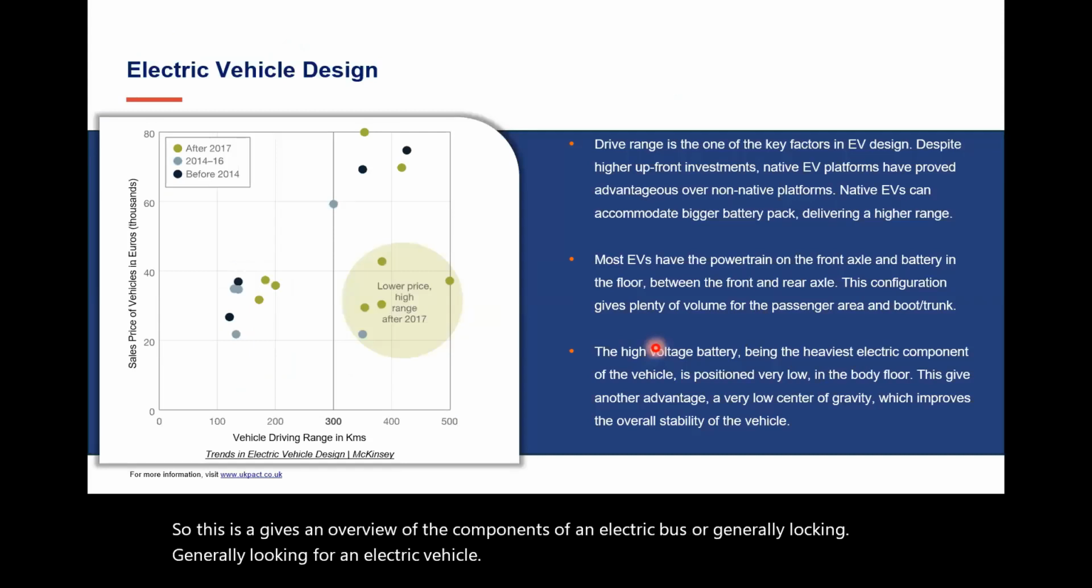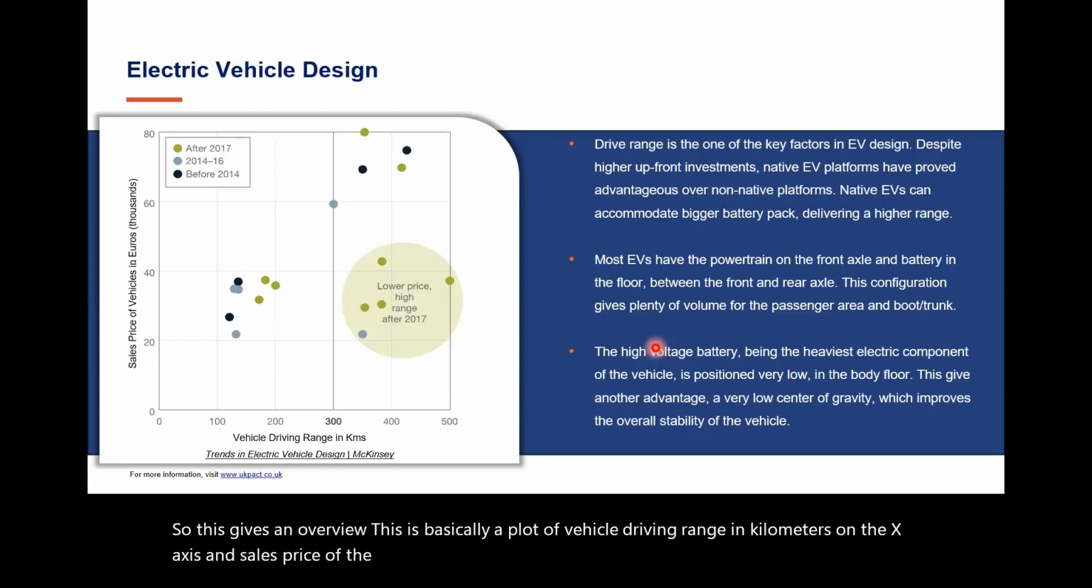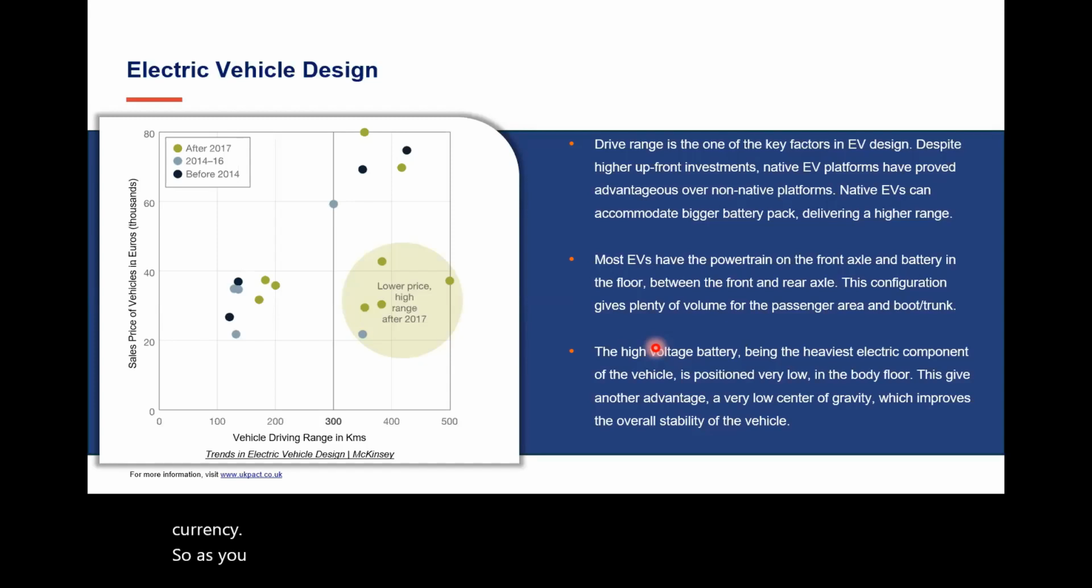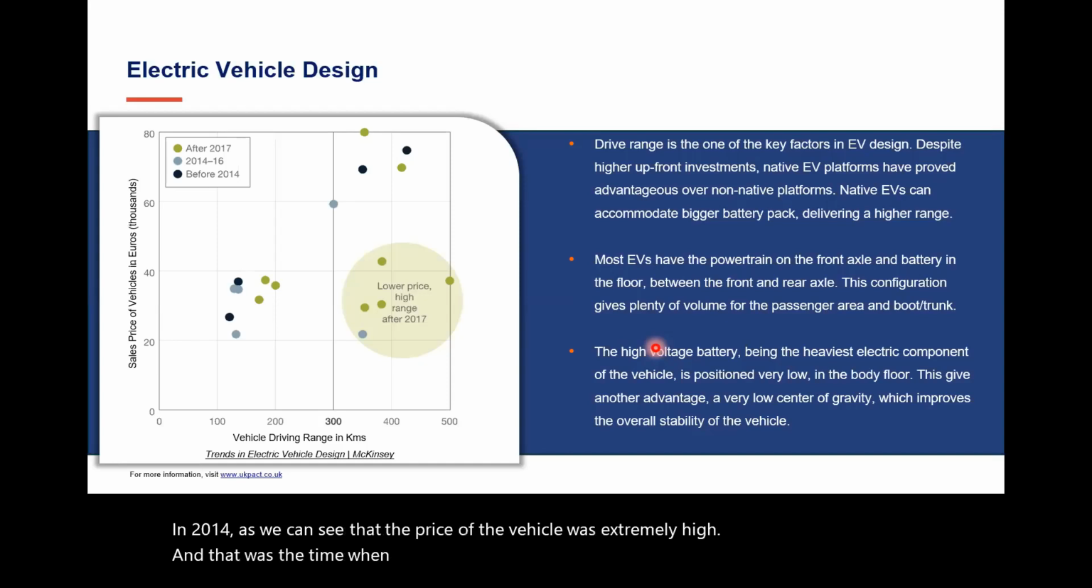So this gives an overview. This is basically a plot of vehicle driving range in kilometers on the x-axis, and sales price of the vehicles in euros, also applicable in INR or any other currency. So as you would see from this diagram, let us start from 2014. In 2014, the price of the vehicle was extremely high, and that was the time when the prototypes of these vehicles were getting developed.